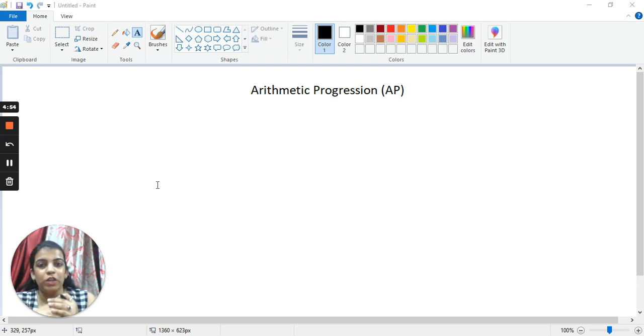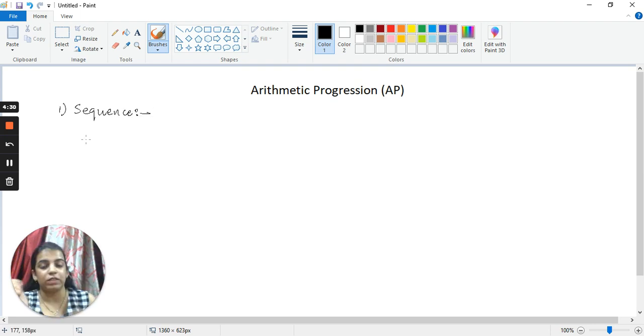Today we are going to learn a new topic and that is arithmetic progression. Before starting this topic, let me give you some of the terms that are used for this particular chapter. Number one is the sequence. Now let me tell you what is the meaning of the word sequence.